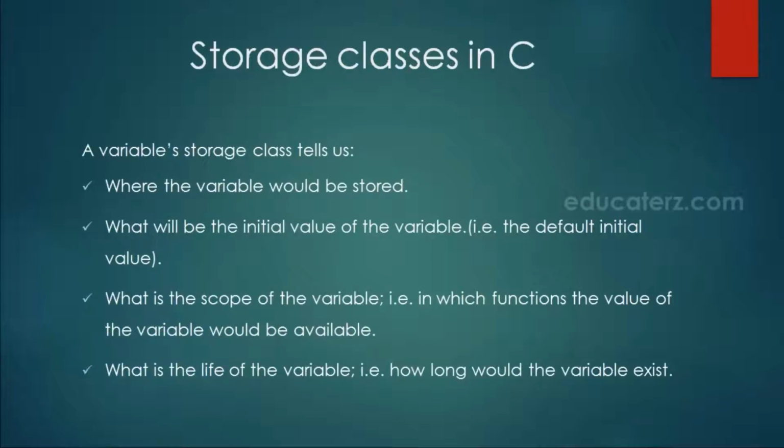Now storage classes. A variable's storage class tells us a few things about the variable. The first is where the variable will be stored, meaning the location where the memory will be created. Then what will be the initial value of that variable, that is the default initial value. Then what is the scope of the variable, that is in which function the value of the variable will be available, that is its accessibility. Then what is the life of the variable, that is how long the variable will exist. These four things we get through the storage class.